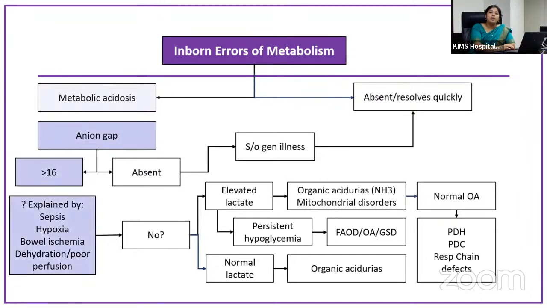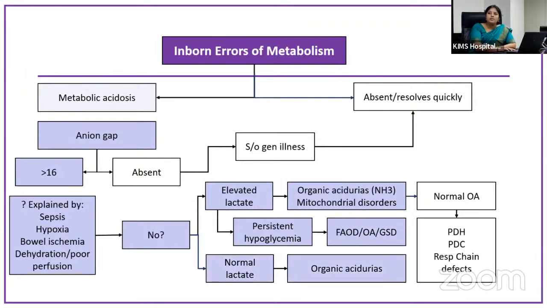In this, if you are looking at high anion gap metabolic acidosis, we see whether it is explained by sepsis, hypoxia, bowel ischemia, dehydration, or poor perfusion. If it is not explained by these conditions, then we should look at lactate. If the lactates are elevated, we should consider organic acidurias and mitochondrial disorders. Organic acidurias may have associated elevated ammonias also. In cases of elevated lactate, if it is associated with persistent hypoglycemia, we can consider disorders of fatty acid oxidation, organic acidemias, or glycogen storage disorders.